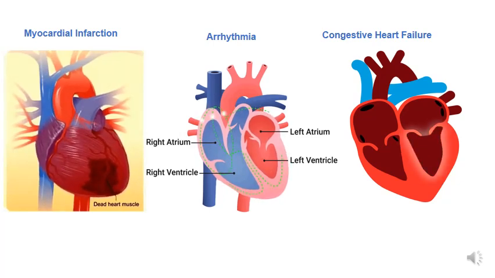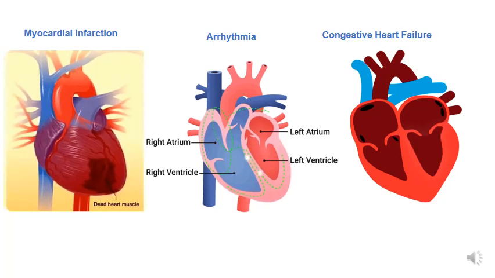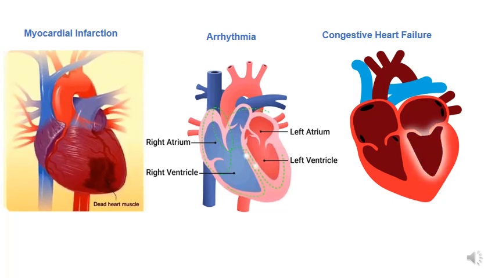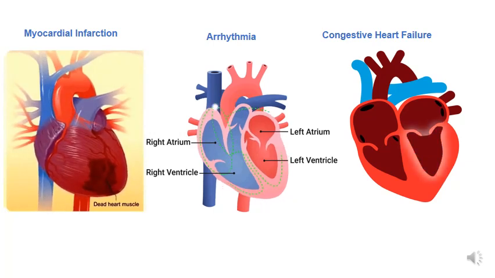3. Arrhythmia means irregular heartbeat. Types: bradycardia, too slow. Tachycardia, too fast. Atrial fibrillation, or AFib, irregular and often rapid heartbeat. Symptoms: palpitations, dizziness, fainting.